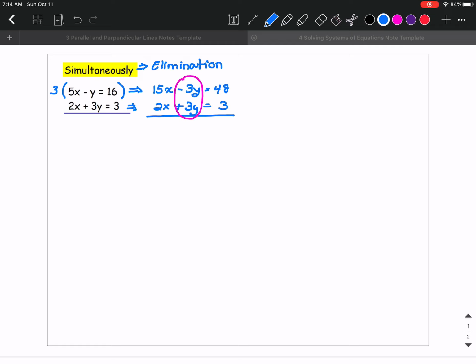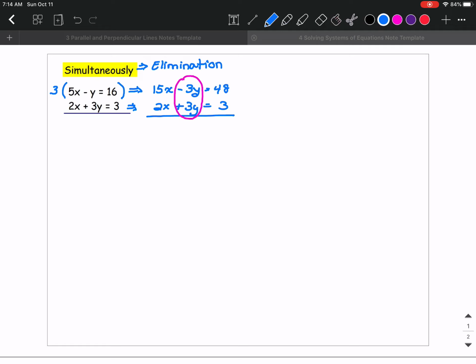This is almost, now figuring out how to do this and what to multiply by, it's almost like finding a least common denominator. You want to find that coefficient that you need to multiply the top equation by or the bottom equation or sometimes both equations by, so that the variable you want to eliminate has the same coefficient, but you also want to make sure one of them is positive and one of them is negative.